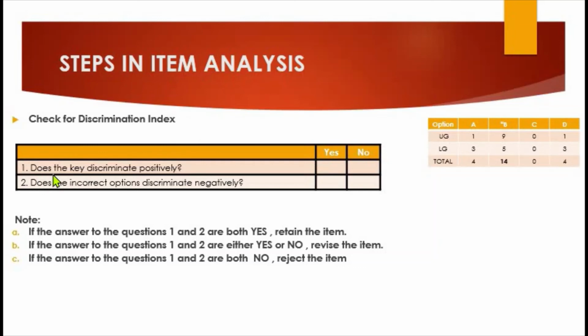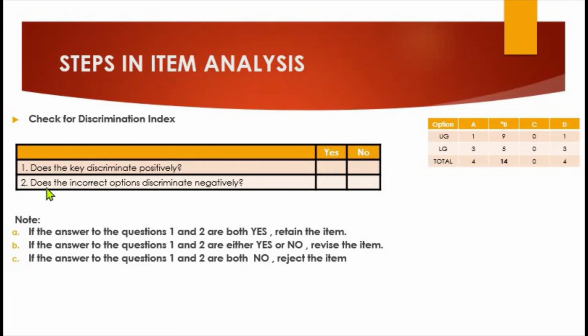So, ang tanong dito is, does the key discriminate positively? So, yung key po dito, yung tinutukoy niya po is yung tamang sagot, which is our letter B. Ito yung may asterisk. Ang tinatanong po niya dito ay kung ang upper group ba ay nakakuha ng mas maraming sagot kaysa sa lower group. Titingnan natin dito sa table na ito. Mas marami nga ba yung nakakuha ng correct answer sa upper group kaysa sa lower group? Yes or no? Tama, yes. So, ilalagay natin dito na yes.